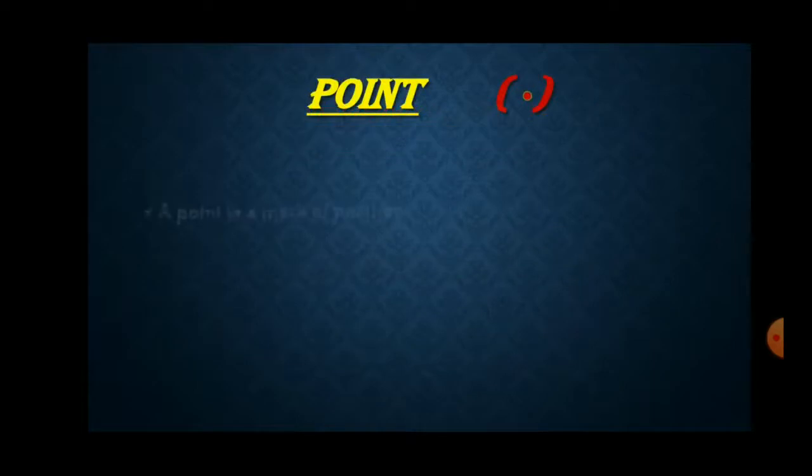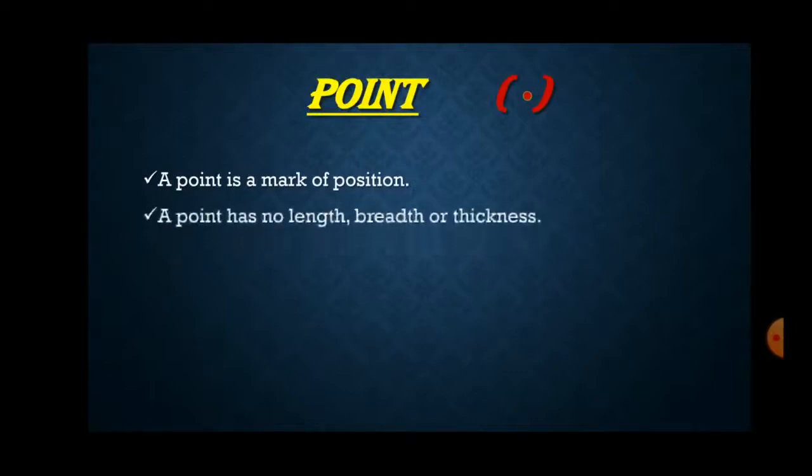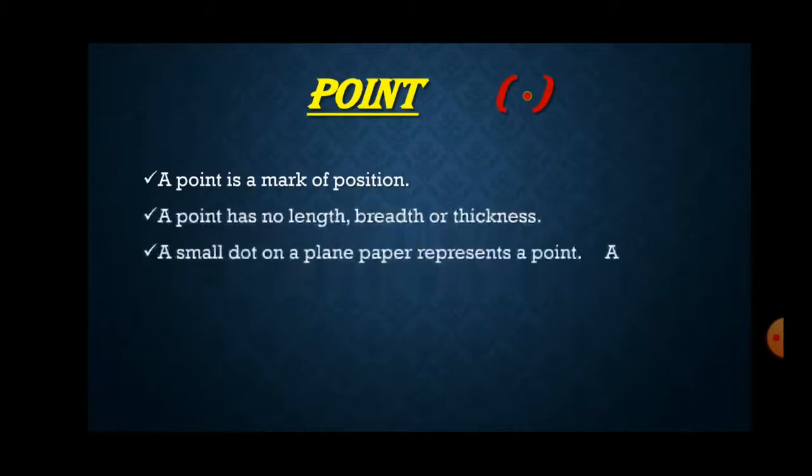Point. A point is a mark of position which can be made by using a sharp pencil. A point has no length, breadth, or thickness. A small dot on a plain paper represents a point.